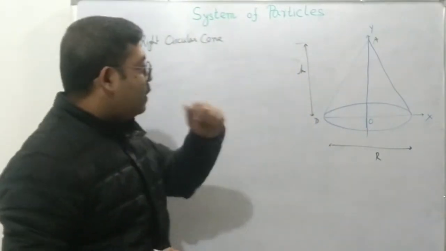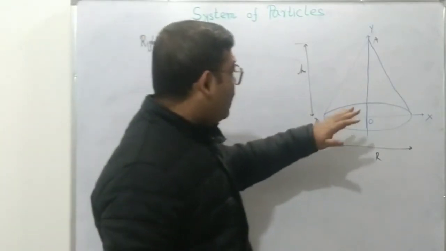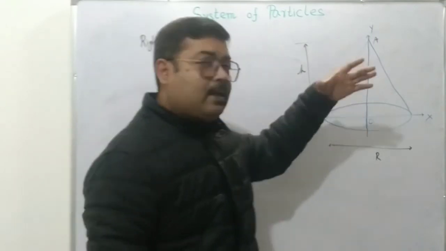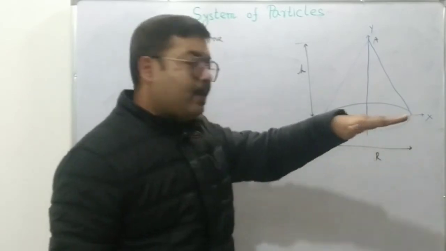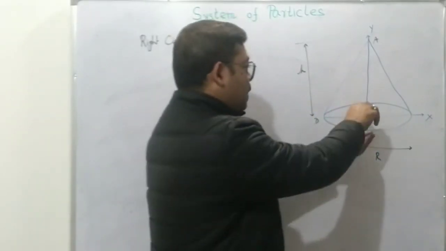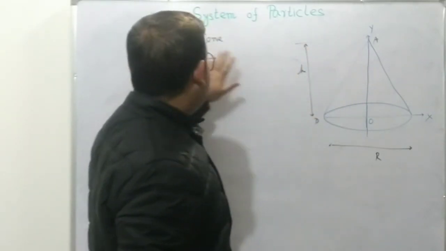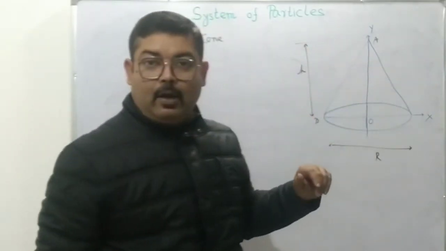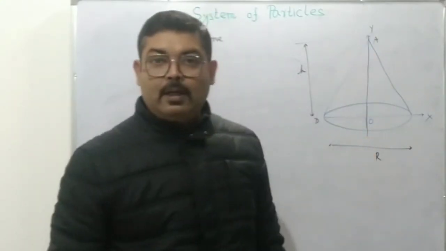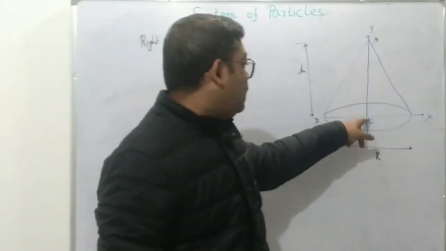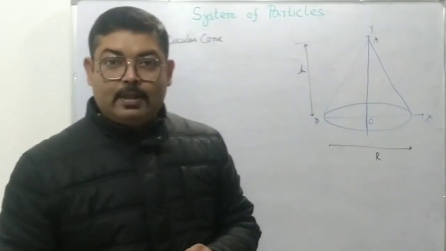We have to find the center of mass of this. Again, it's a symmetric object, please remember. So what we are going to do here is that we place it on the xz plane. The z-axis will be perpendicular and coming out of this, like this. So we have placed the right circular cone on the xz plane such that its axis coincides with the y-axis, so that the center of the base is coincident with the origin of the coordinate system.